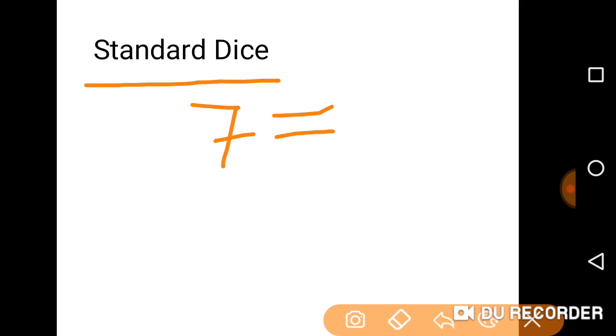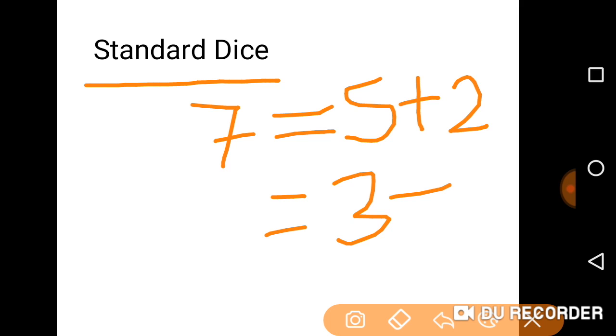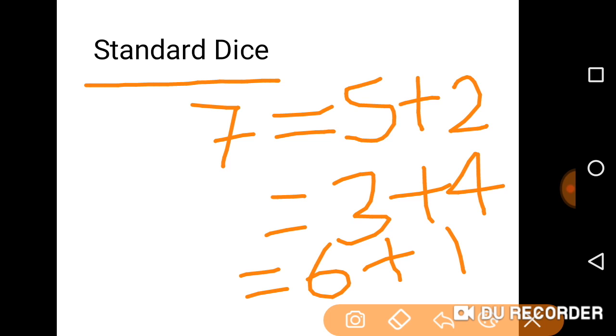What is 7? 7 is equal to 5 plus 2. 3 plus 4 also equals 7, and 6 plus 1 also equals 7. The summation of the numbers present on the opposite two sides of a standard dice is equal to 7. So if you have to find the opposite number of 5, that will be 2. The opposite number of 4 will be 3. The opposite number of 6 will be 1. In case of standard dice, just subtract the given number from 7. That will give you the answer.